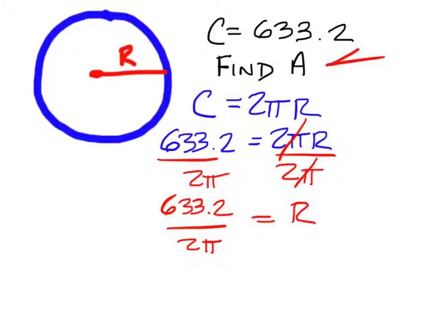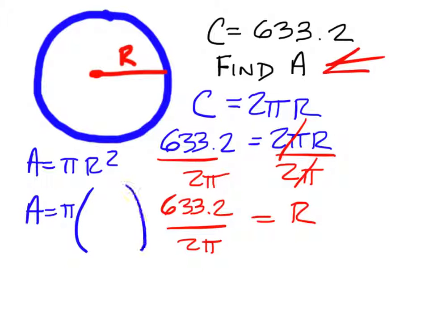So the formula for A is pi r squared. And where you see the r, you're going to put a set of parentheses and then a square symbol on it and plug this into it. So 633.2 over 2 pi goes in there.